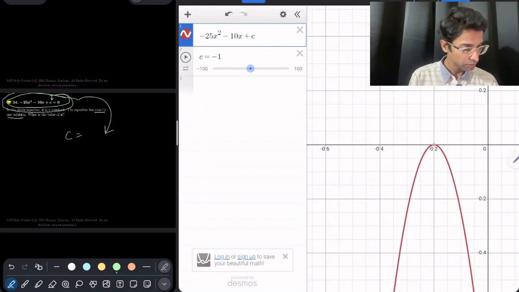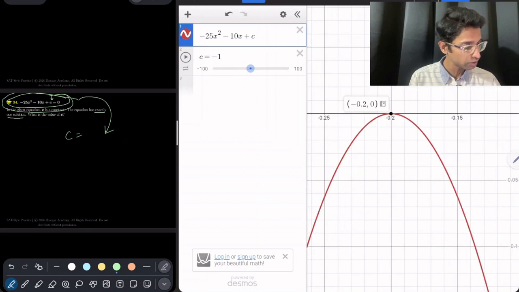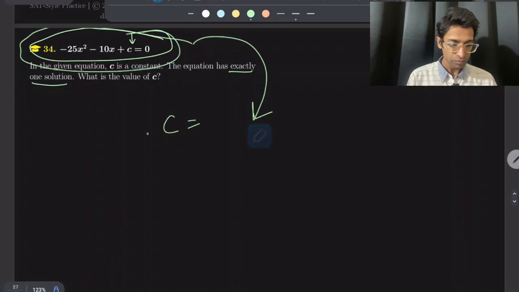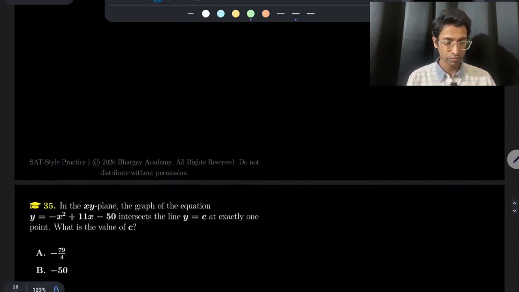Let's see if that is it. Let's zoom in a little bit more to make sure that it is touching at exactly 1 point. Yes, that is what it is. So c equal to minus 1 is the answer. At c equal to minus 1, this particular equation touches the x-axis at exactly 1 point. So that is the solution of this equation. So let's head on to the next question.